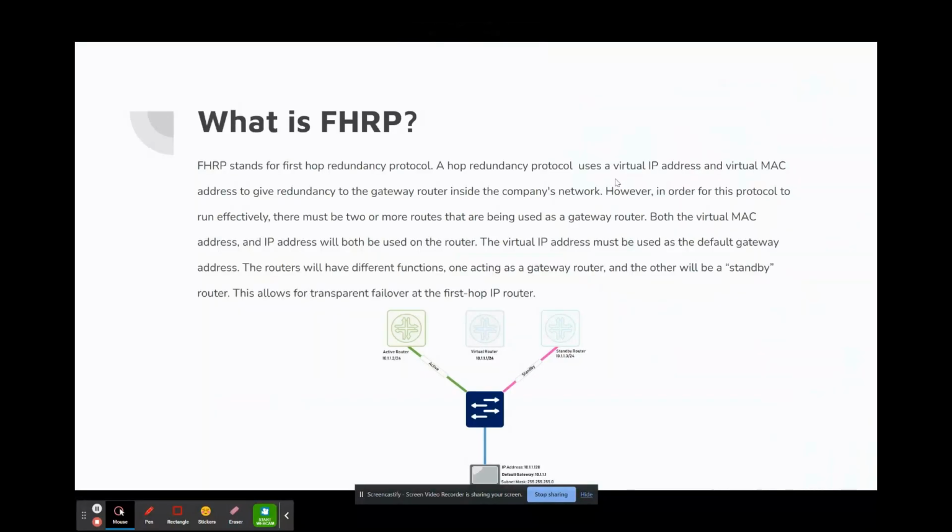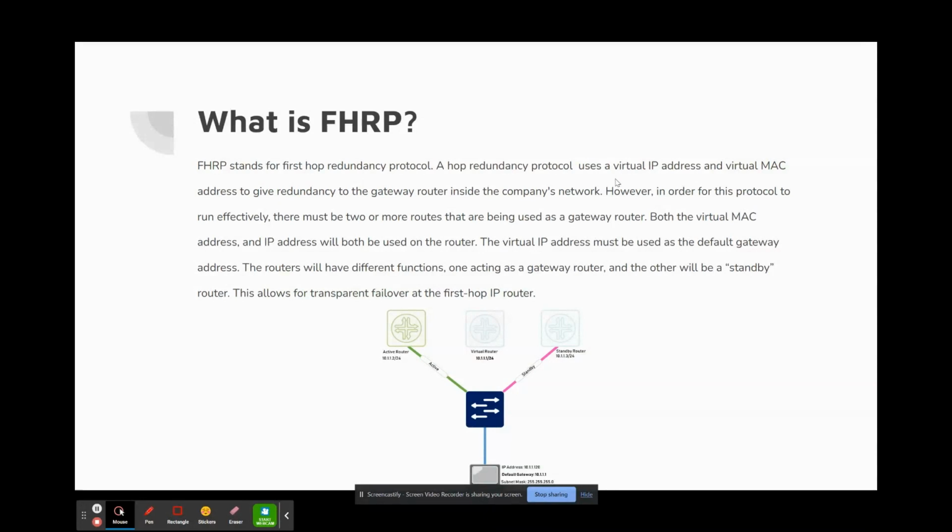What is FHRP? FHRP stands for First Hop Redundancy Protocol. A first hop redundancy protocol uses a virtual IP and virtual MAC address to give redundancy to the gateway router inside the company's network. However, in order for this protocol to run effectively, there must be two or more routers that are used as a gateway router.